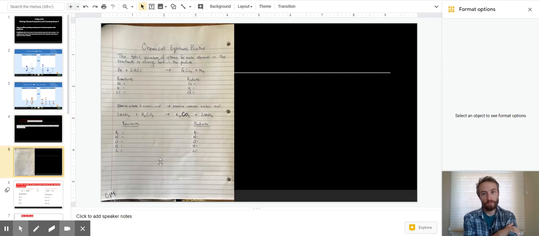This is what your finished page will look like for page C14 in your science notebook. And we're basically doing 2 practice problems where you're going to count the number of atoms in the reactants and compare against the number of atoms in the products and make sure they are the same. All right, I'm going to go into present mode.